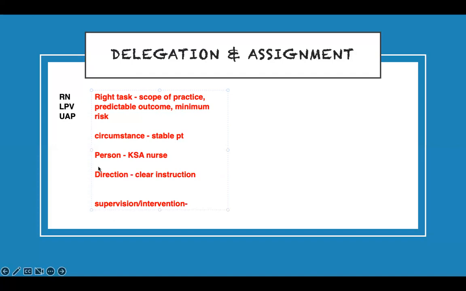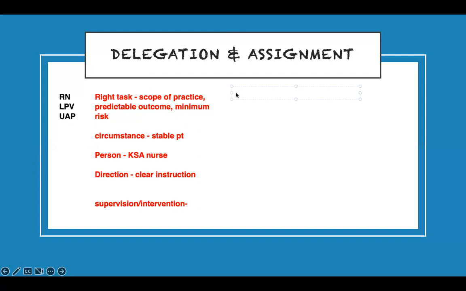It's a spot learning. I call it spot learning. The UAP did something and you intervene right away. The LPN did something, you intervene. You don't wait 10 hours later. Intervene and you teach them. It's called a teaching moment. Okay? So that is the task portion of it.